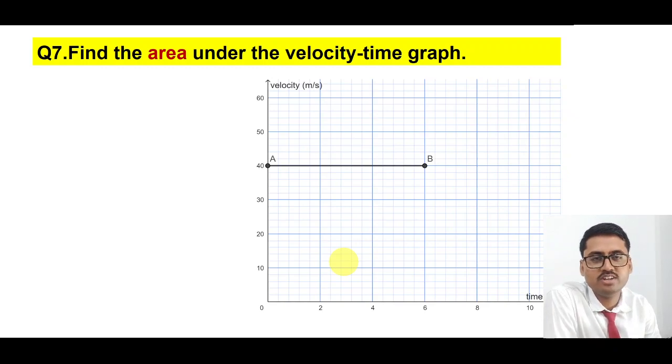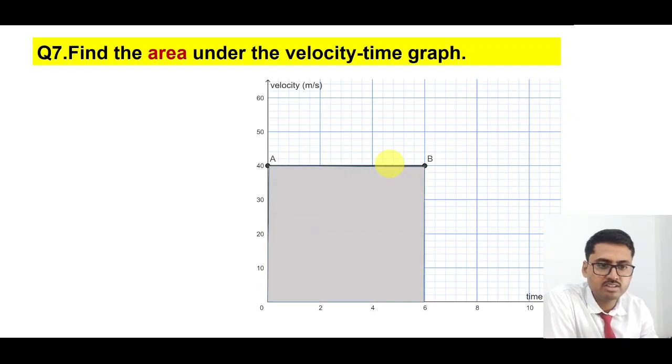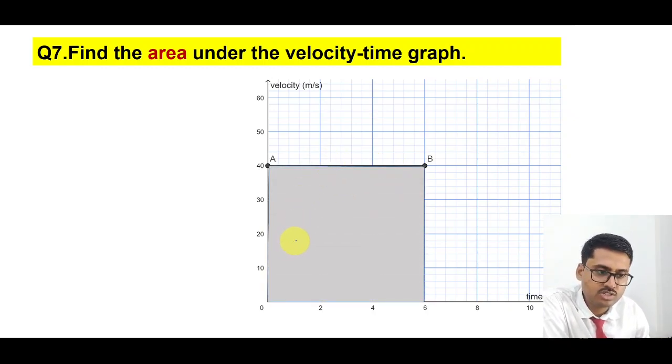I hope you have got it now. So in this we can see it's a very simple graph. It's a line parallel to the time axis. So the area under this graph will basically be the area of this. It seems to be a square.